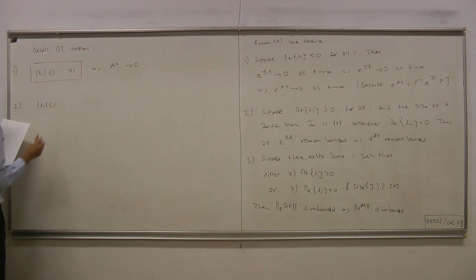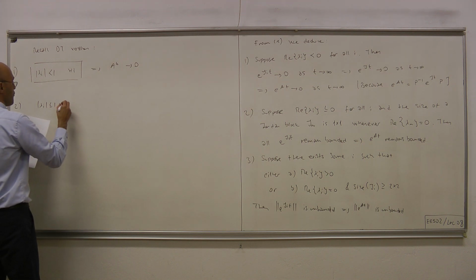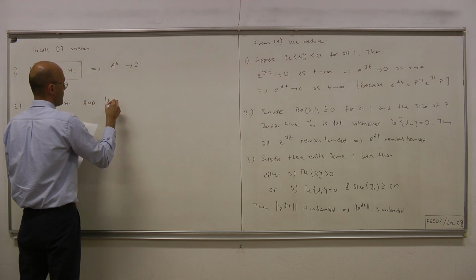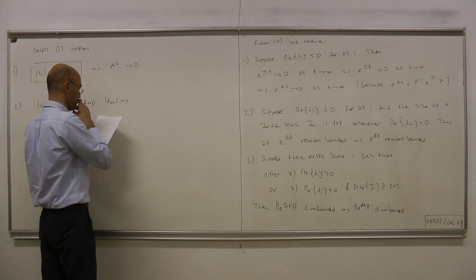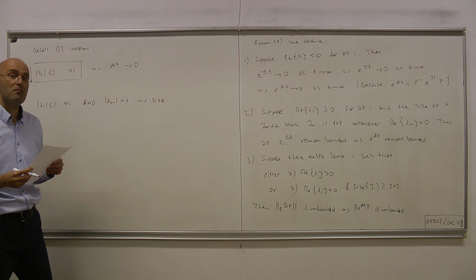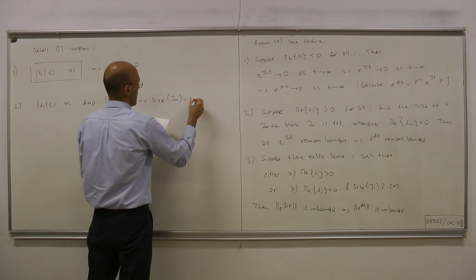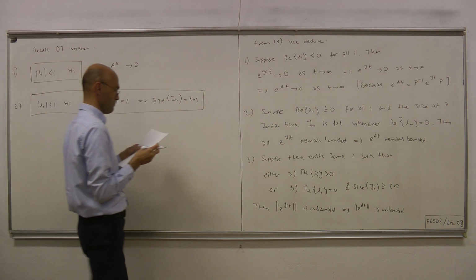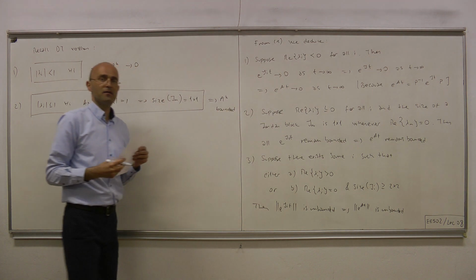Okay, this is the discrete time version of condition 2. The magnitude of lambda_i is less than or equal to 1 for all i, and whenever you have an eigenvalue on the unit circle, the corresponding Jordan block size must be 1 by 1. Size of J_n is 1 by 1. Okay, so under this condition, A to the k is bounded.